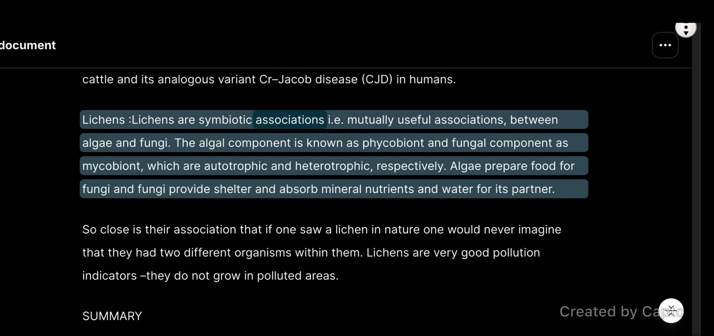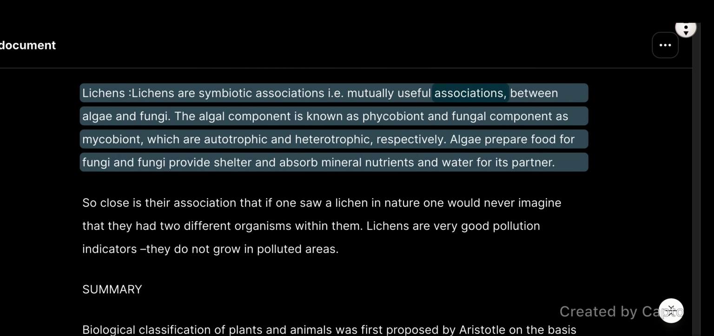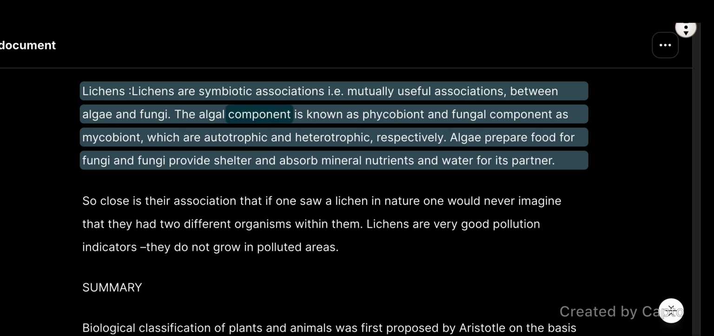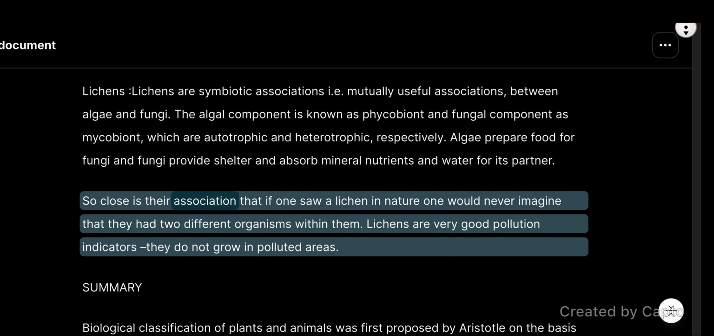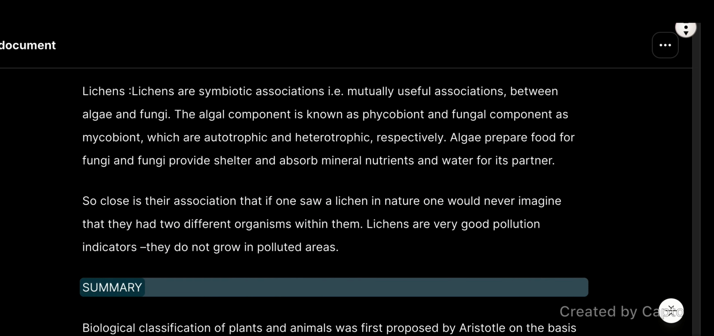Lichens. Lichens are symbiotic associations, that is, mutually useful associations, between algae and fungi. The algal component is known as phycobiont and the fungal component as mycobiont, which are autotrophic and heterotrophic respectively. Algae prepare food for fungi, and fungi provide shelter and absorb mineral nutrients and water for their partner. So close is their association that if one saw a lichen in nature, one would never imagine that there were two different organisms within it. Lichens are very good pollution indicators. They do not grow in polluted areas.